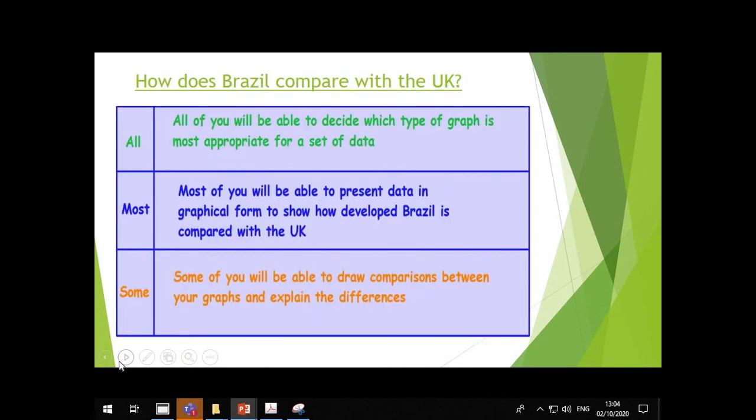So I'd like you to pause the video and complete that map, and then when you're ready, press resume and we will get on with the next part of the lesson.